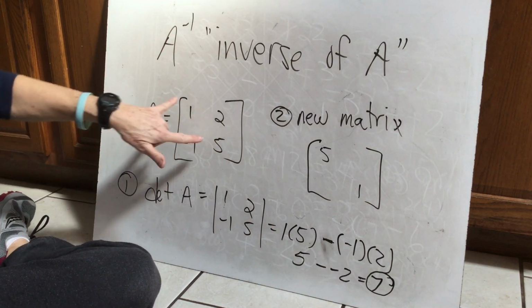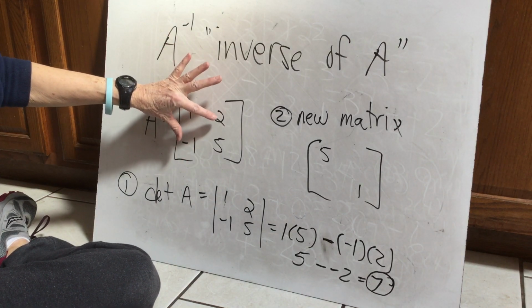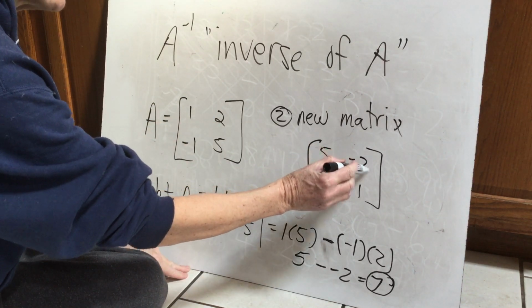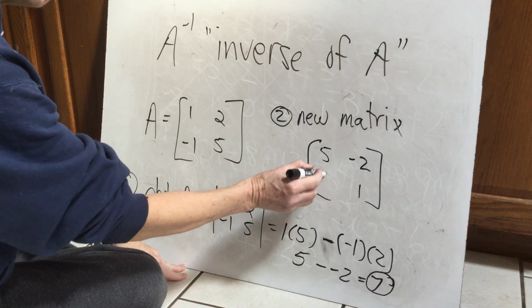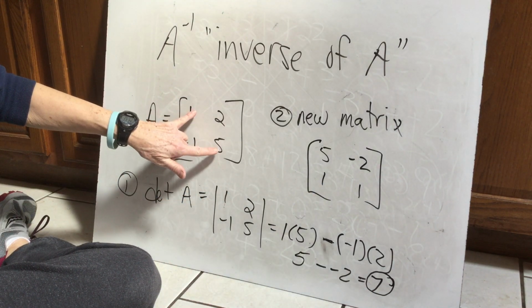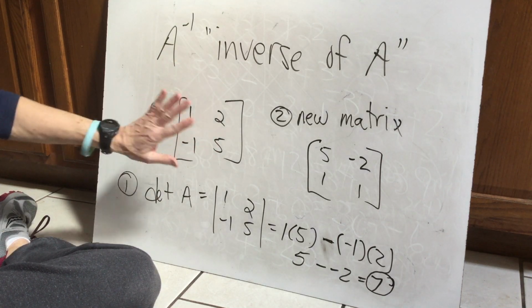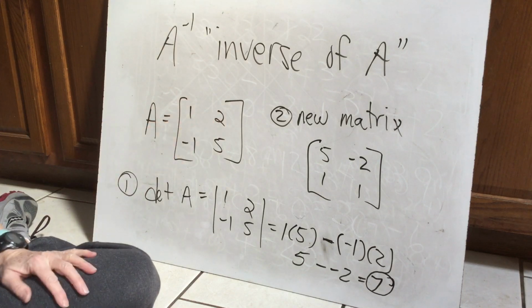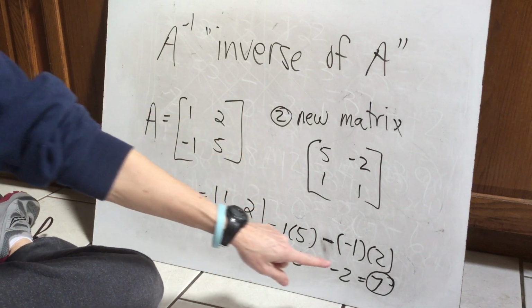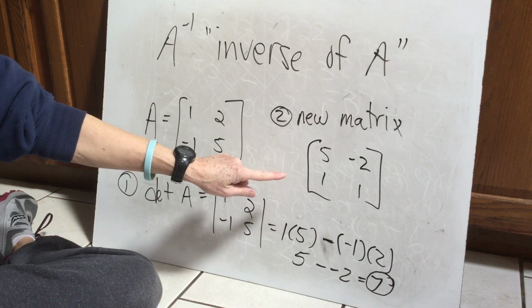Then the other two numbers, so I just did these two, I just switched them. These other two numbers change their sign. So that's a positive 2, make it a negative 2. That's a negative 1, make it a positive 1. So these two physically get switched locations, and these two get to stay where they are, but their signs change. So now we have the determinant, we figured out what the determinant was, and we have built a new matrix.